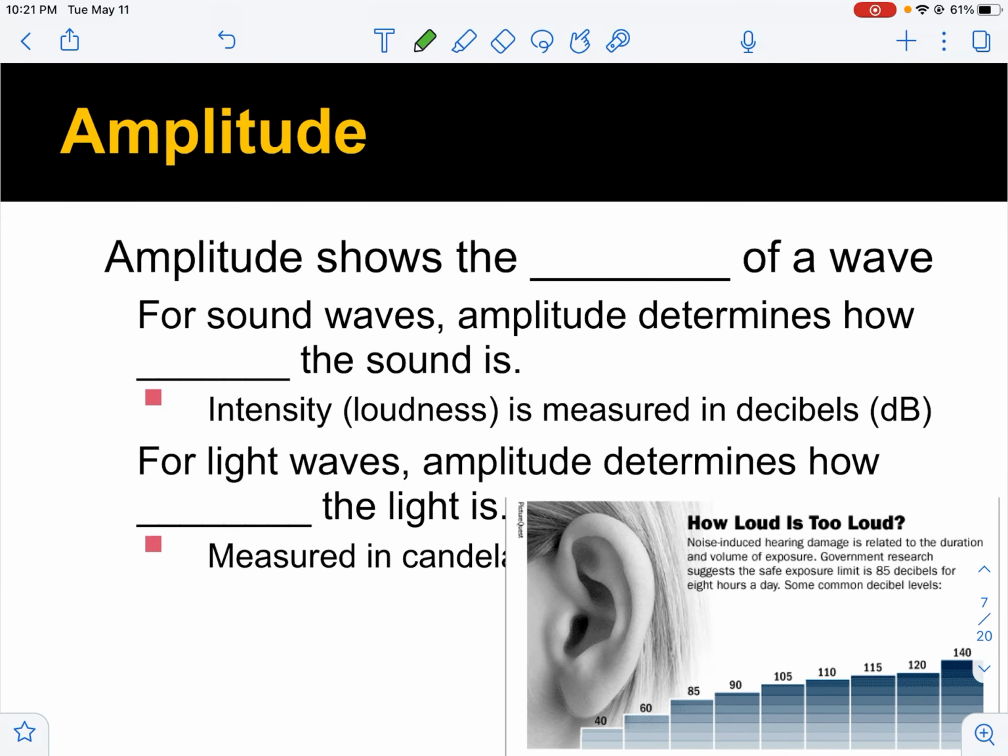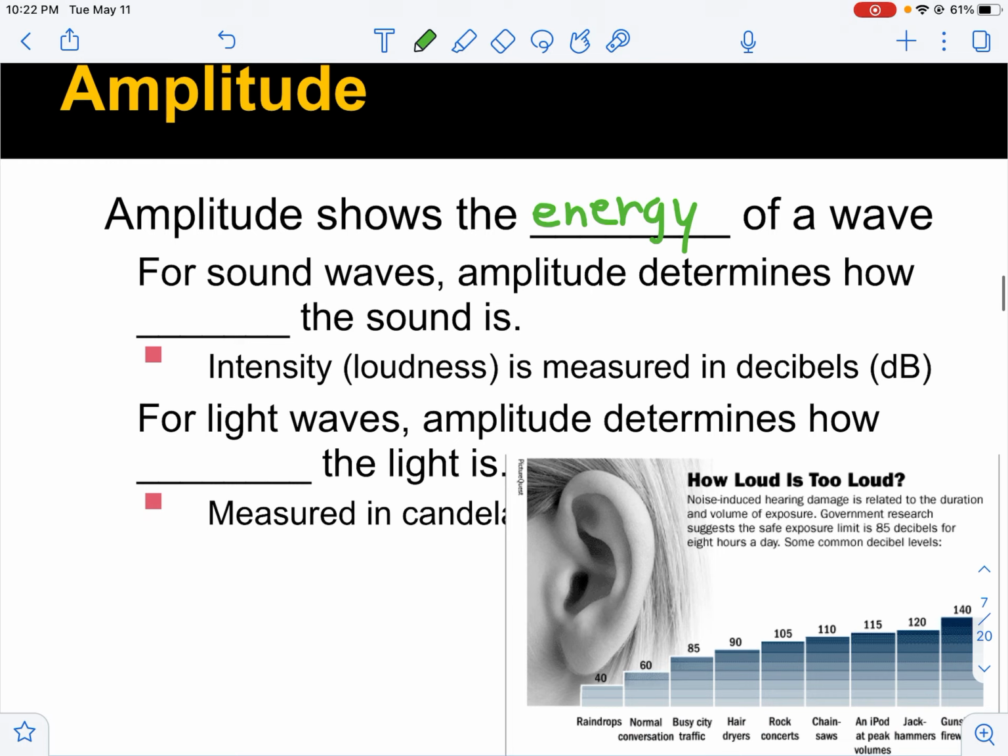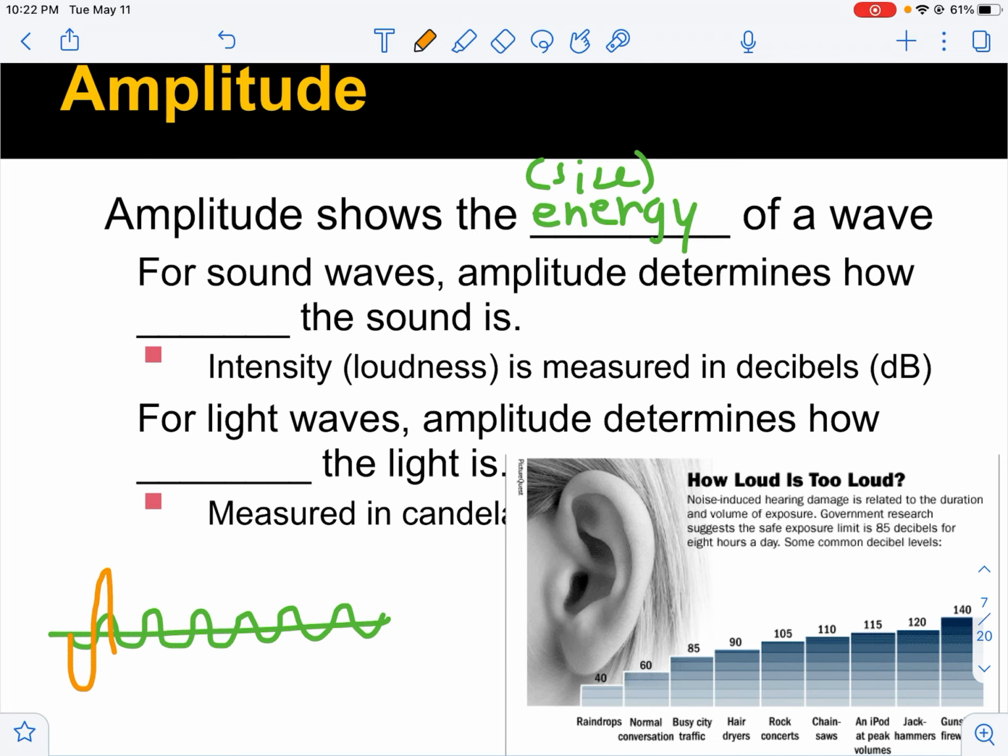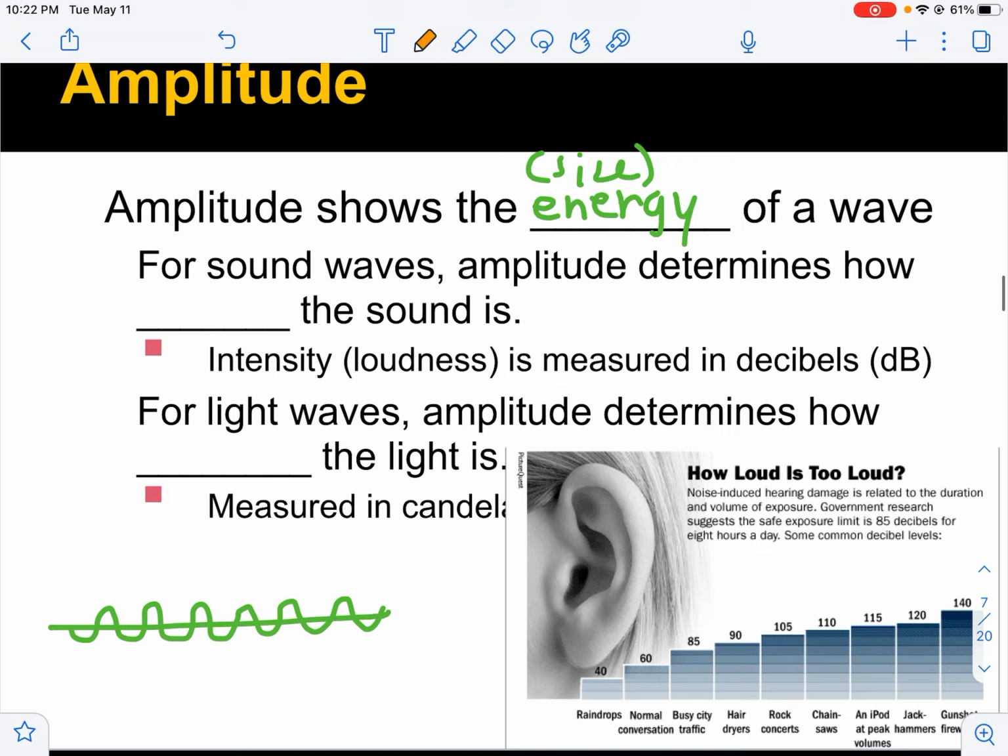Okay, next slide is the amplitude. The amplitude shows how much energy is inside of that wave, right? The bigger the amplitude, the more energy it has, and basically it's the size of the wave, the size of the crest, or the size of the trough, right? So a wave that looks like this will have an itty-bitty amplitude, whereas a wave that looks like this has a much bigger amplitude. So the orange has a much bigger amplitude.